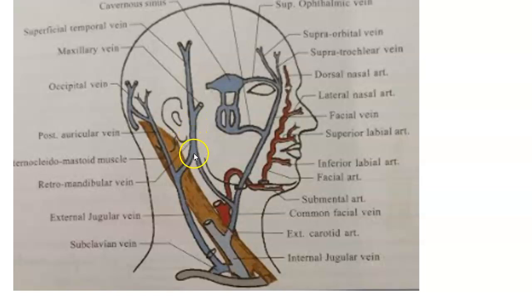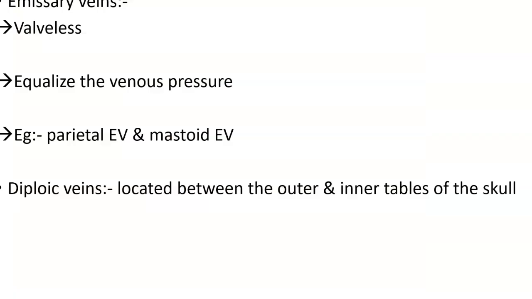At the angle of the mandible, it divides into two branches, the posterior and the anterior. The anterior division joins with the facial vein to form the common facial vein. Clear? And this drains into the internal jugular vein. So this is how the internal jugular vein is formed. This you should know, as it may be asked.